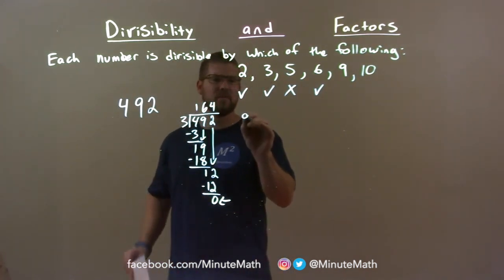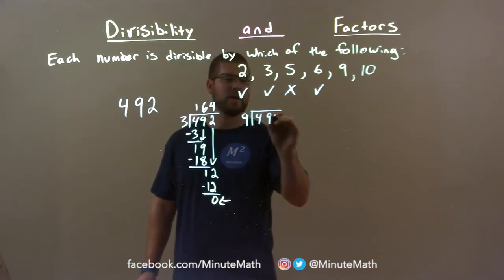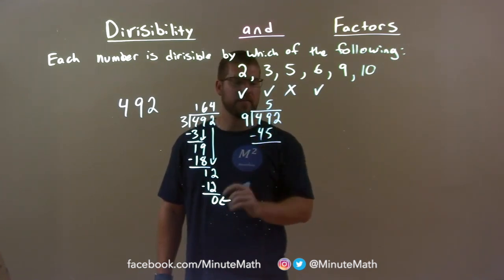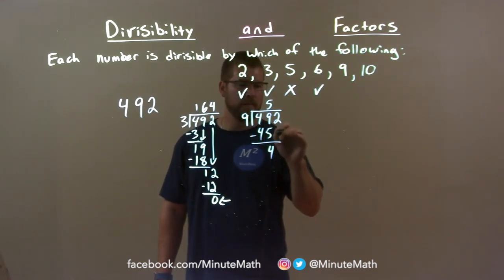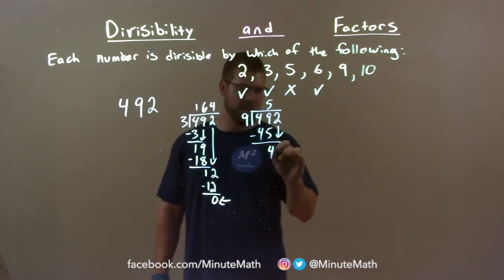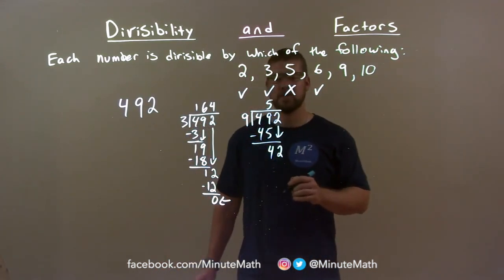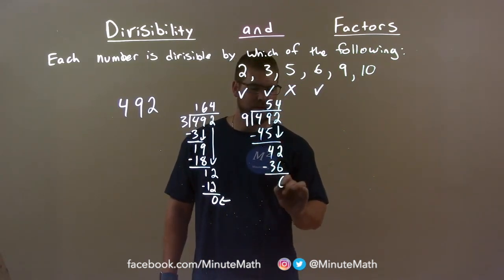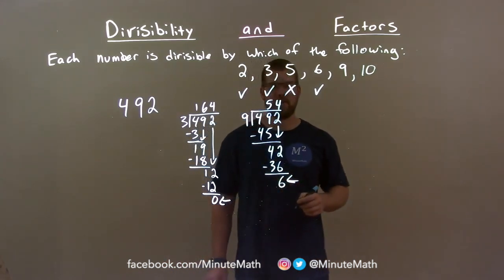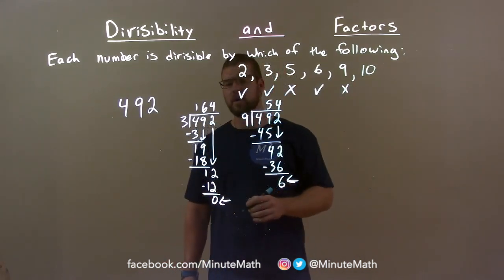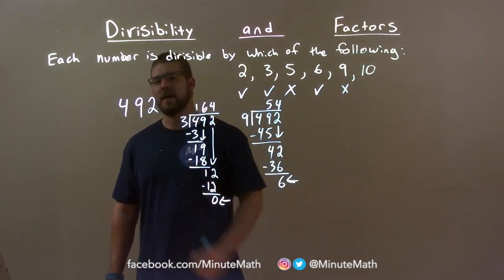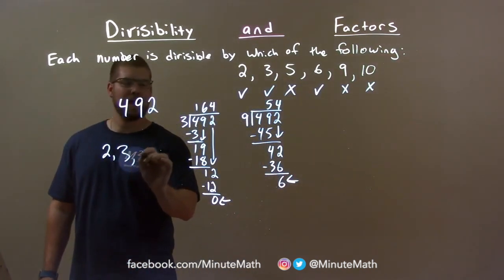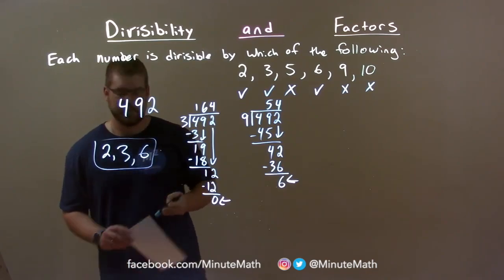All right. So if 9 goes into 492. Well, 9 times 5 is 45. Subtract it. We have a 4 left over. Bring down the 2. 9 goes into 42, not evenly. 4 times 9 is 36. Subtract, we get 6 left over. Since we have a remainder here, 9 will not work. This number, 492, does not end in a 0, so 10 is out. So our only answers here are 2, 3, and 6.